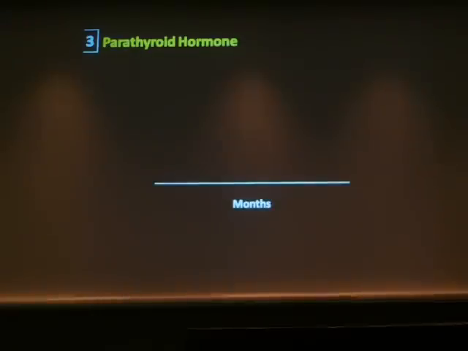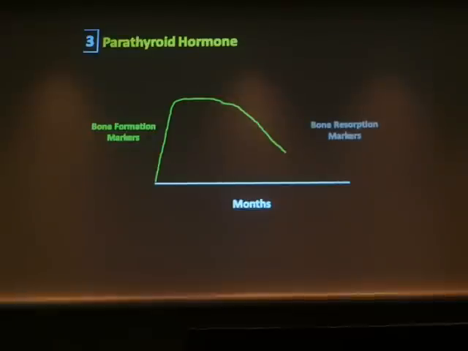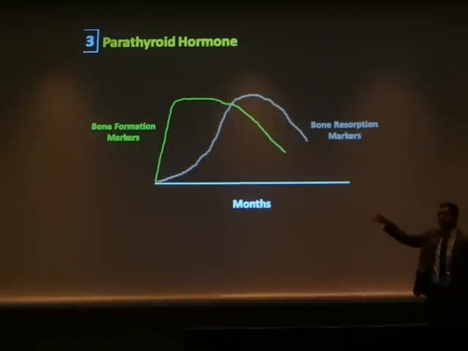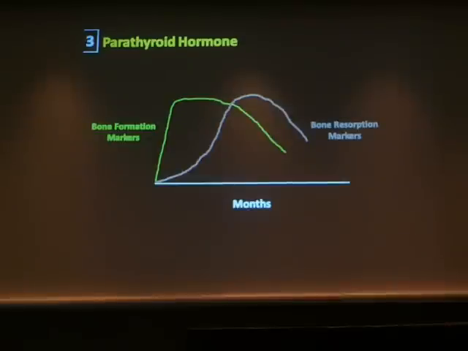When we looked at parathyroid hormone function over months, we gave it the perfect way, which is in very small and intermittent pulses. What happens is that we started having bone formation markers, and at the same time bone resorption markers. But notice that the bone formation markers are much higher and appear at a much earlier time point than the bone resorption markers. Okay? So this is exactly what happens.